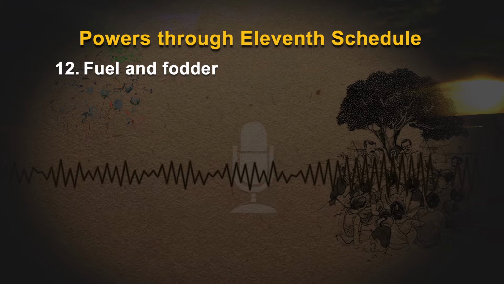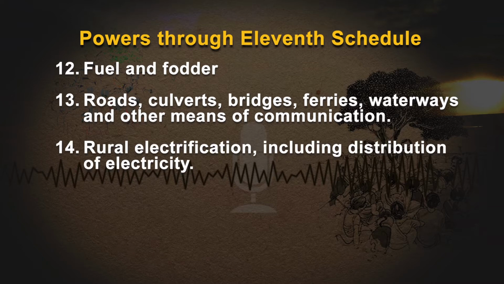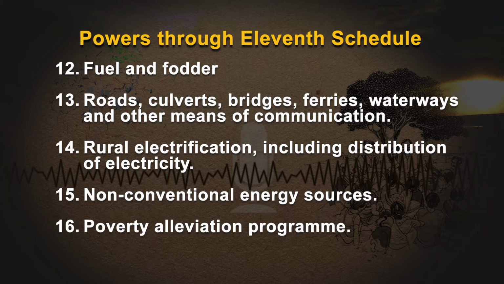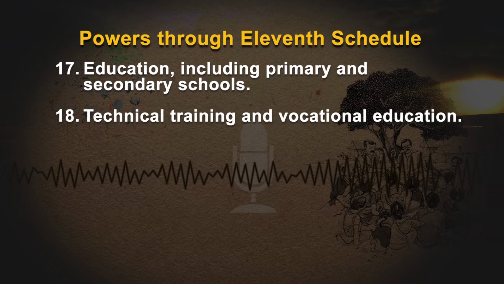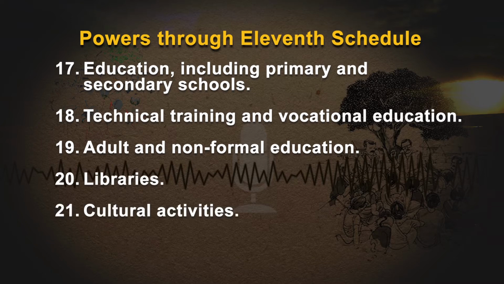12. Fuel and fodder. 13. Roads, culverts, bridges, ferries, waterways and other means of communication. 14. Rural electrification including distribution of electricity. 15. Non-conventional energy sources. 16. Poverty alleviation programs. 17. Education including primary and secondary schools. 18. Technical training and vocational education. 19. Adult and non-formal education. 20. Libraries. 21.